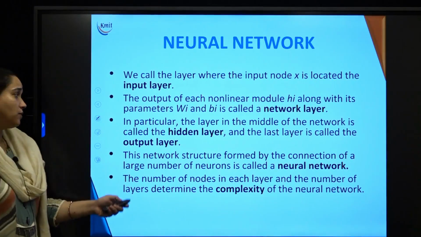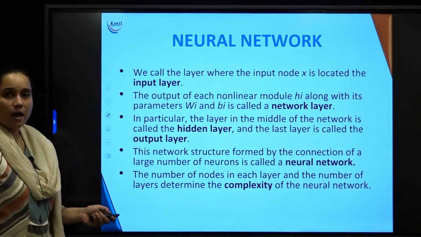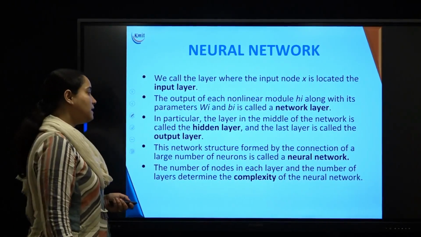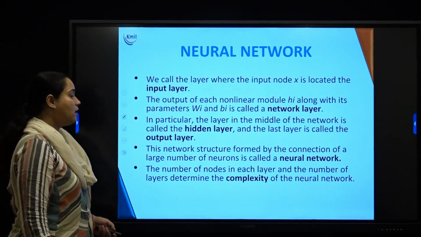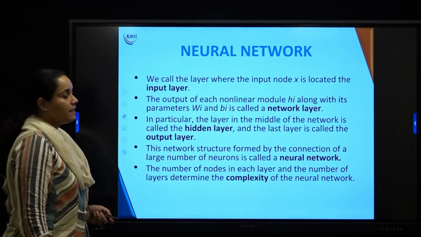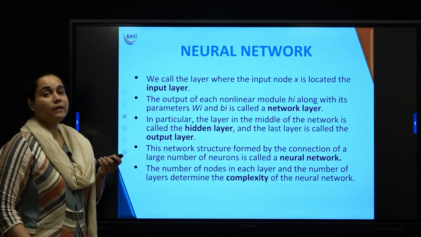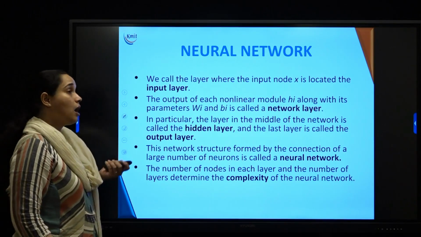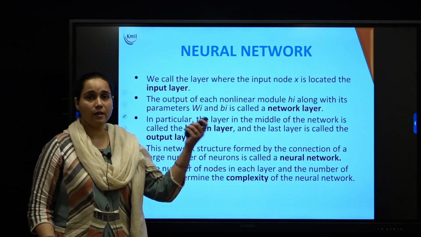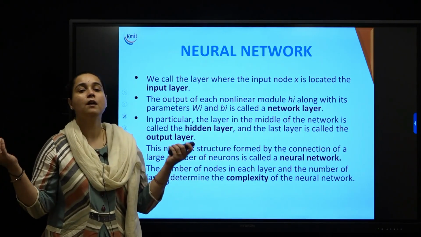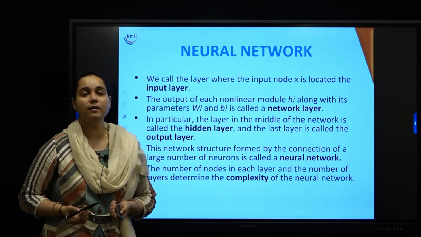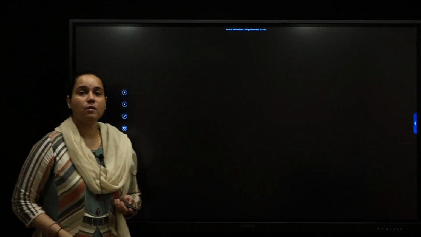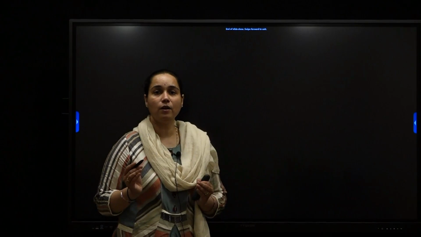So this network structure, which is formed by the connection of a large number of neurons, is called a neural network. The number of nodes in each layer and the number of layers are going to determine the complexity of the neural network. So how many nodes, how many neurons are you using to build this network, and how many layers you are using. Input layer and output layer are there by default, but how many hidden layers you are using determines the complexity of the network. So this was about how you build a neural network.